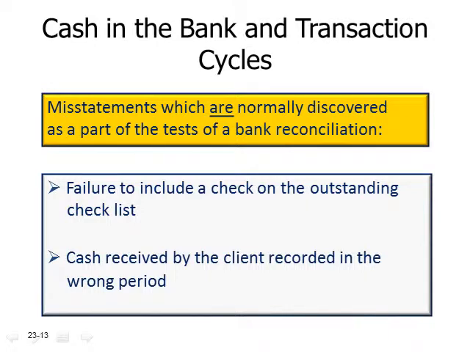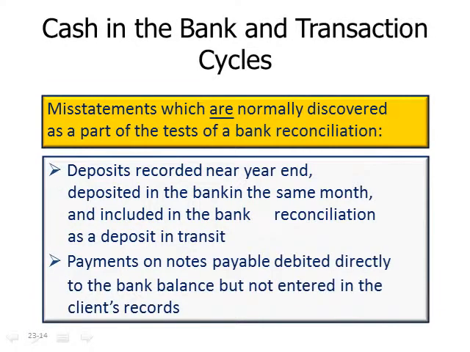What we would see as a part of our bank reconciliation would be items like the failure to include a check on an outstanding checklist, or cash received by the client recorded in the wrong period. Other examples might include deposits that are recorded near year-end or month-end, deposited in the same bank in the same month, and included in the bank reconciliation as a deposit in transit. Another one might be a payment on notes payable debited directly to the bank balance, but not entered into the client's records. And so again, these are the types of items that we would see and would expect to fall out of our bank-to-book reconciliation.